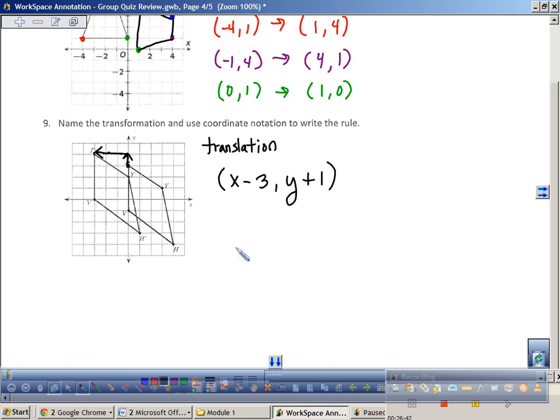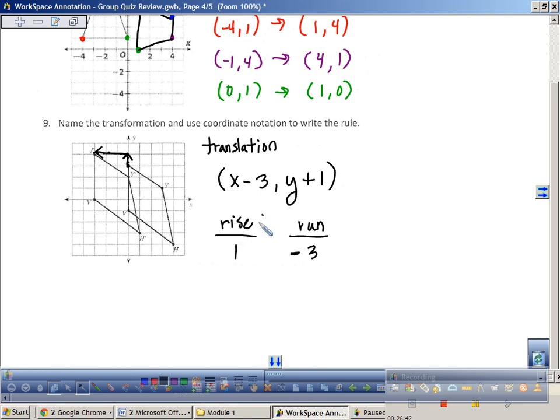Sometimes it helps to just think about what's happening. Right? How much is it shifting? It's shifting up 1 and over 3. Just count. And I would be careful. I would say I'm rising 1 and I'm running 3 in the negative direction.